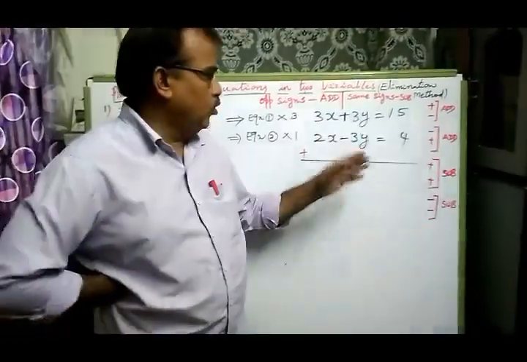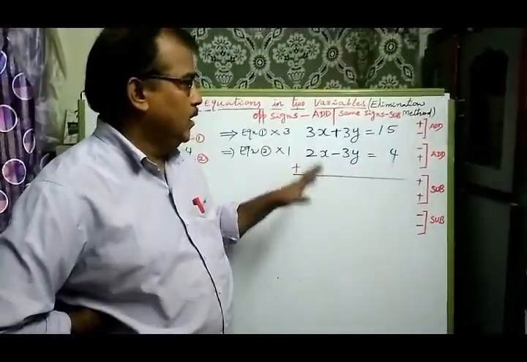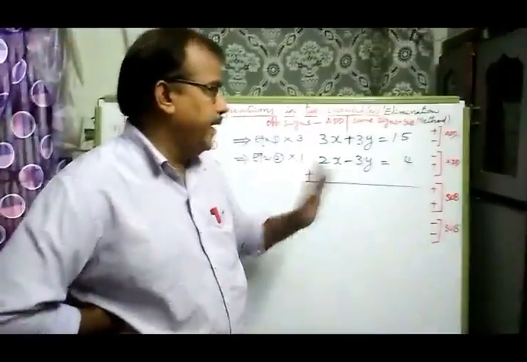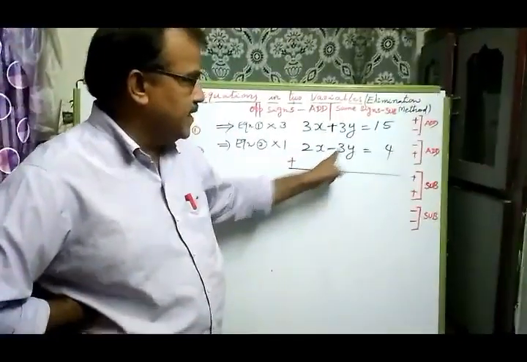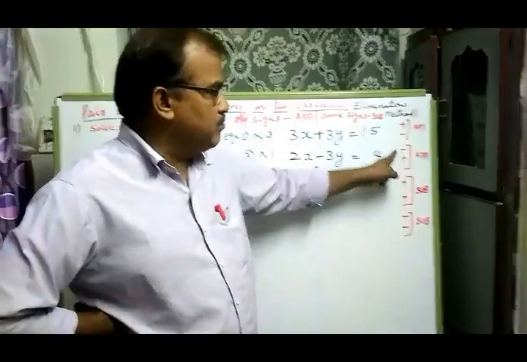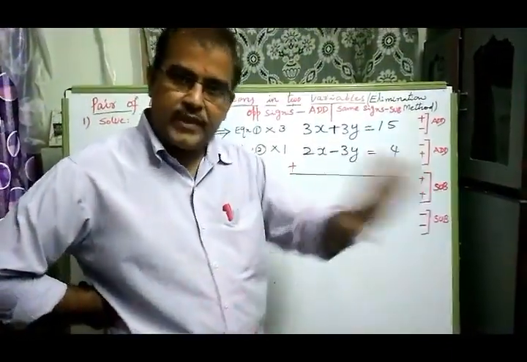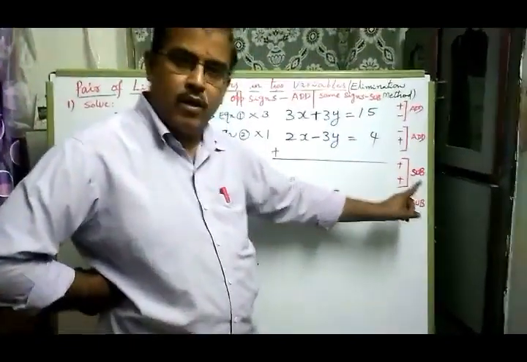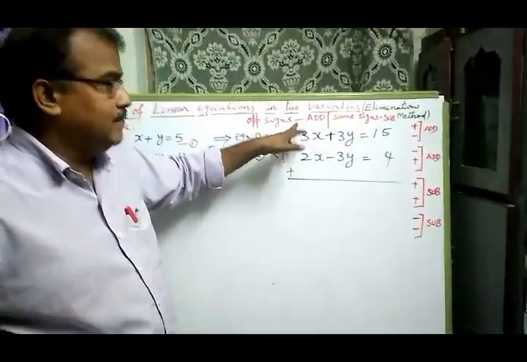The most important thing is that we are going to eliminate one variable, either y or x. If it is plus and minus, we have to add. If it is minus and plus, we have to add. Plus and plus, we have to subtract. Minus and minus, we have to subtract. Very, very important point: if opposite signs are there, add.